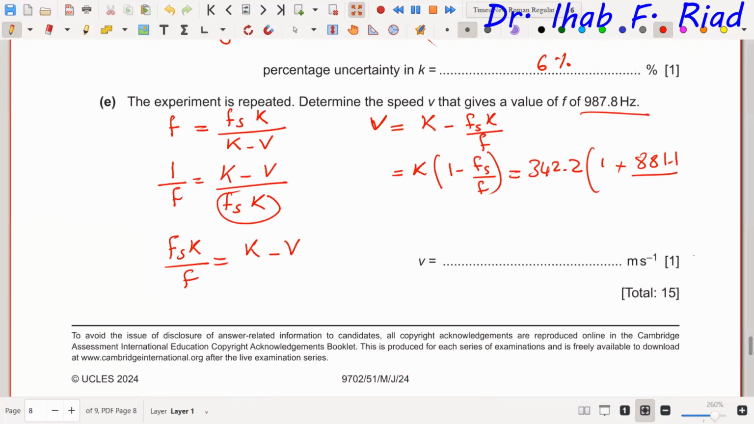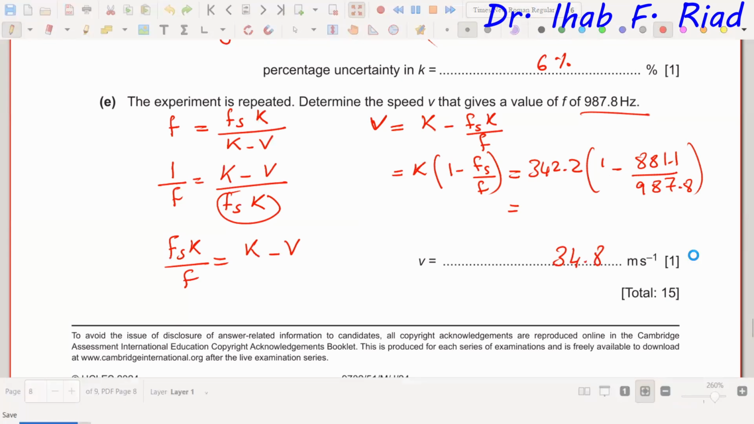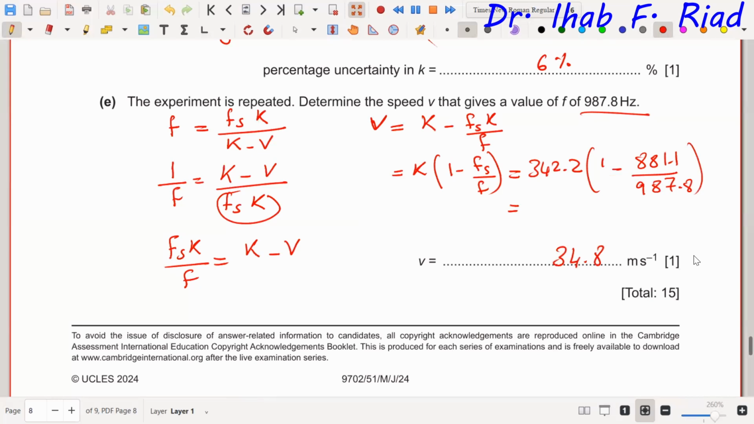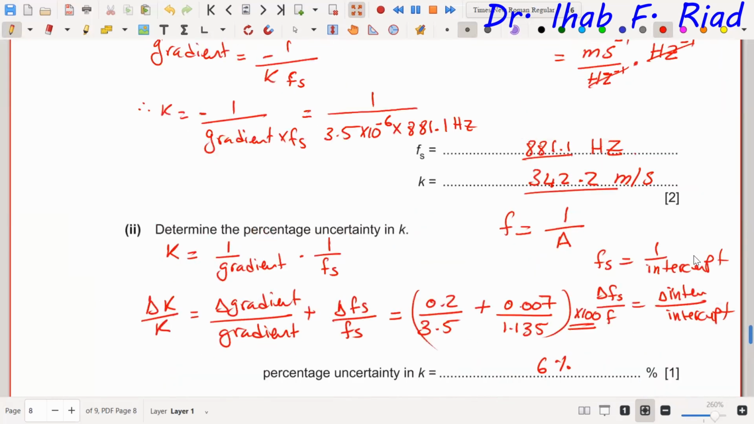What is the value of F he is asking for? 987.8. Then we do the math. We get something like 34.8 meter per second. Okay? Okay, do you have questions? No, thank you. Okay, then I'm going to send you 3 papers, Dean.